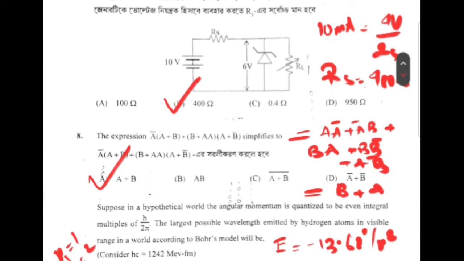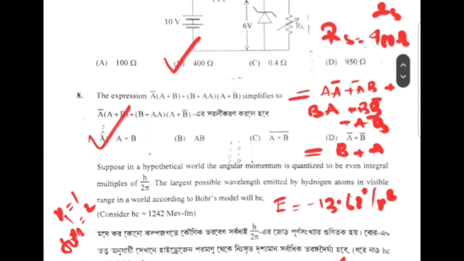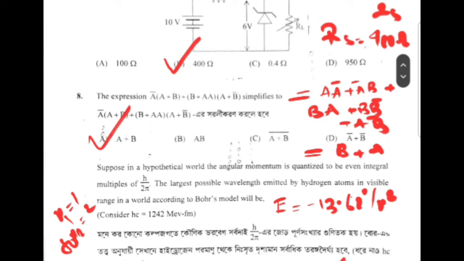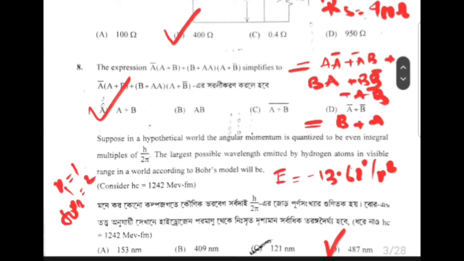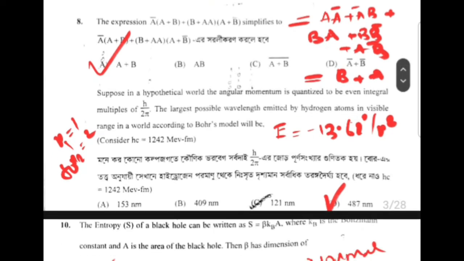The next question, suppose in a hypothetical world the angular momentum is quantized to be even integral multiples of h by 2 pi, that means they are talking about Bohr's theory. The largest possible wavelength means between two nearest Bohr orbits, that is n1 and n2, you will get the value as 487 nanometer from the formula 1 by lambda equals Z square R into 1 by n1 square minus 1 by n2 square, where n1 equals 1, n2 equals 2.